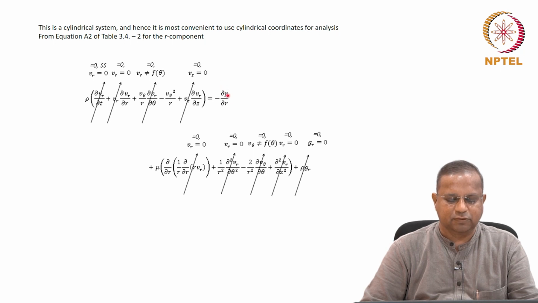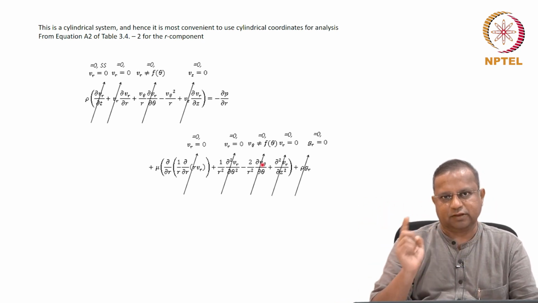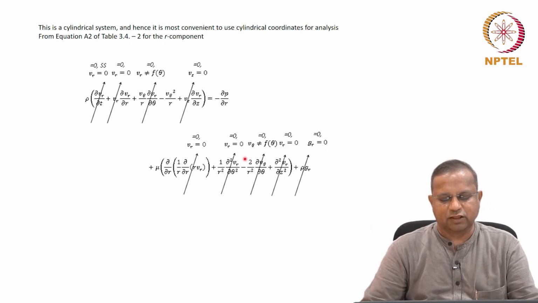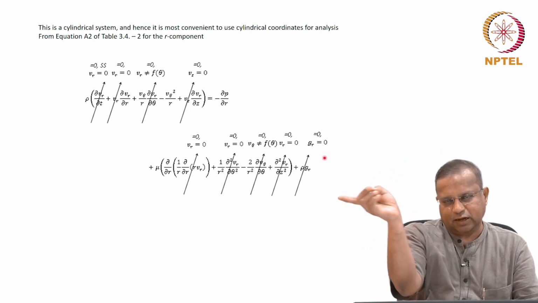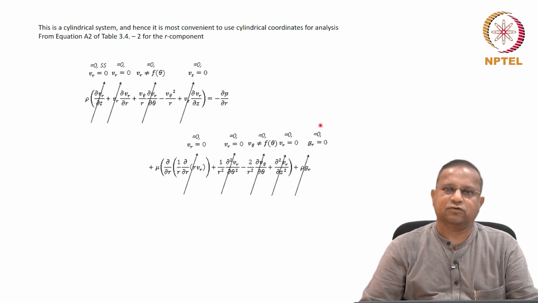Dou p dou r, let's keep this, we don't know much about this. There is no Vr, therefore this goes to 0, this goes to 0 for the same reason. And here, V theta is the same at any theta, constant angular velocity, right? Therefore, V theta is not different at different thetas. In other words, V theta is not a function of theta. Therefore, the derivative with respect to theta of V theta goes to 0. And Vr is 0, so this goes to 0. And g is acting in this direction, therefore g r, which is perpendicular to that, there is no component of g in the R direction, therefore this goes to 0.